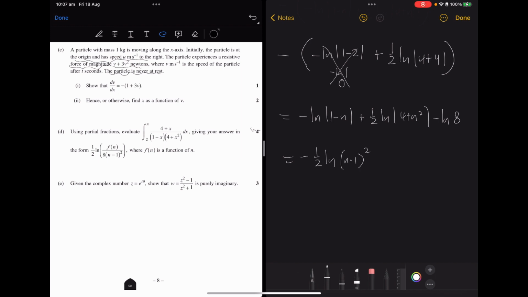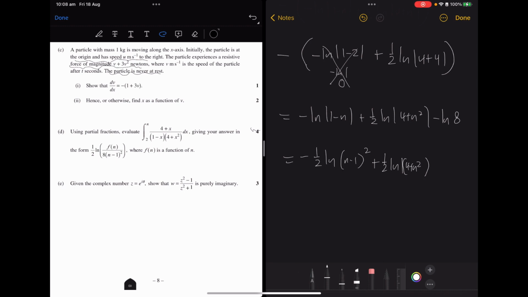So if you remember, when you square an absolute, it's just a regular square. And when you square something, well, you can rearrange both sides. So 1 minus n, well, you can square it, becomes 1 minus n all squared, and you can just flip it around to n minus 1 squared. So plus half ln absolute 4 plus n squared. And I'm going to just make it normal brackets now, since we know 4 plus n squared is always going to be greater than 0.